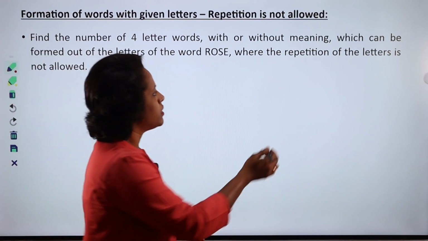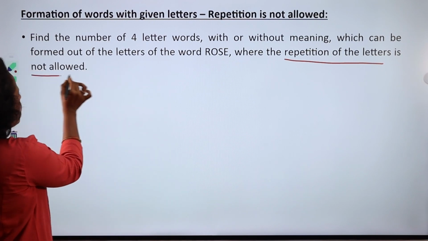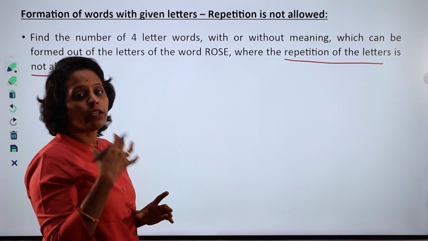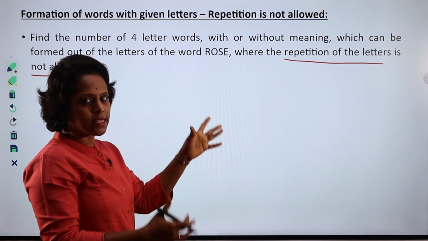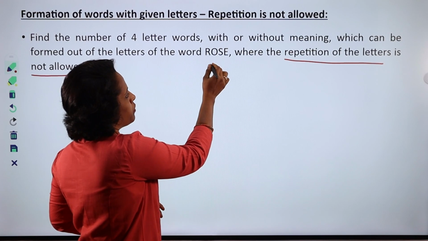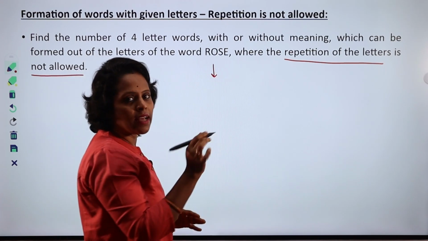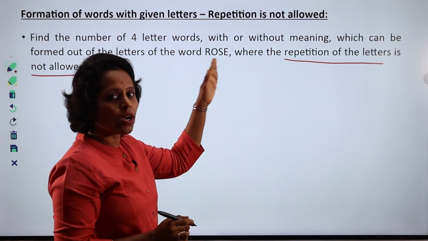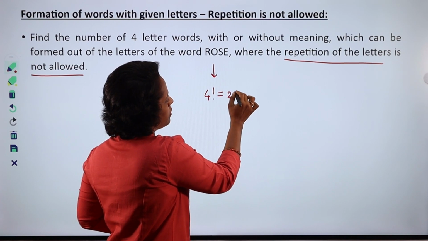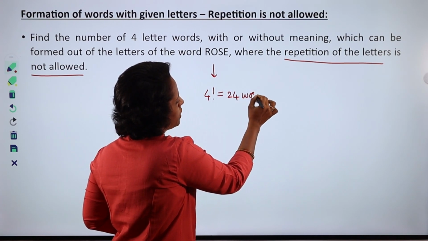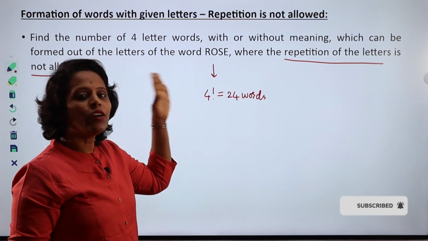In some questions, you are directly given the statement as repetition of the letters is not allowed. So you're not going to repeat the letters R-O-S-E. I can't write R-R-O-O-S-S that way, right? So whenever the repetition is not allowed, the direct answer will be, how many letters do you have in this word? 4 letters, right? So I'll write it as 4 factorial, which is equal to 24 words. Therefore, 24 words can be formed with the letters of the word rose.